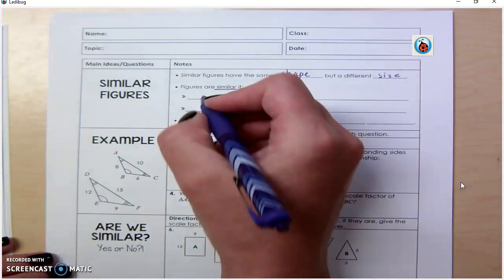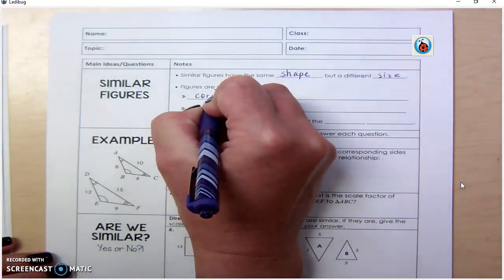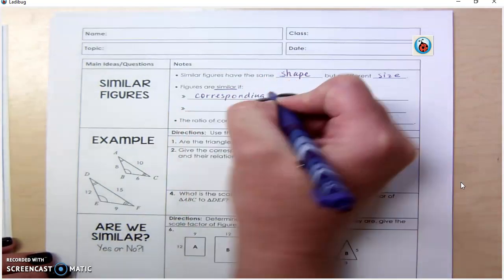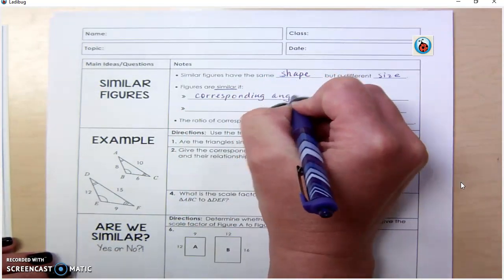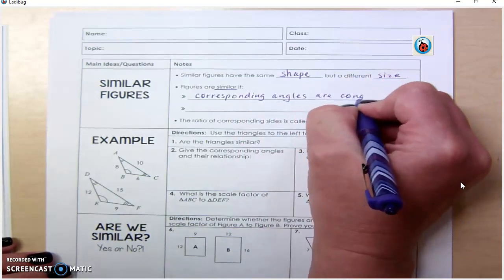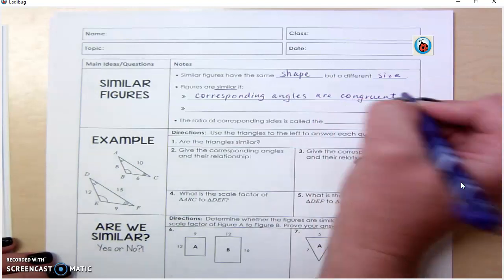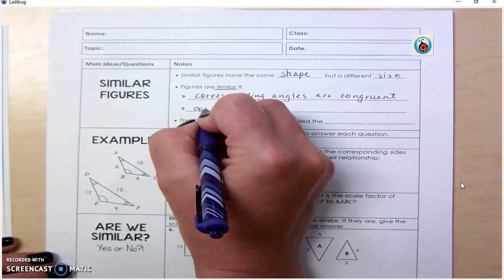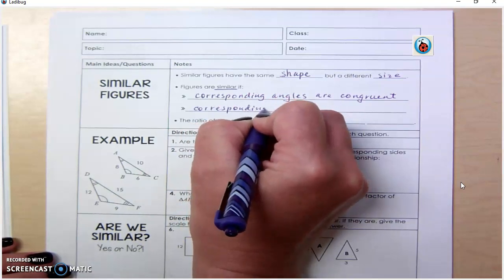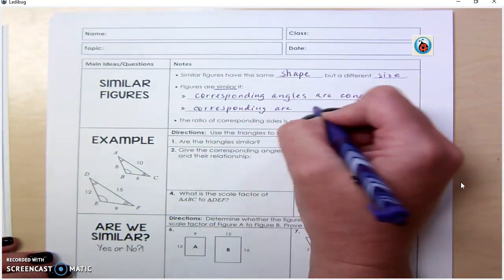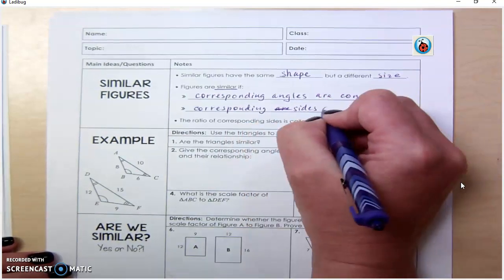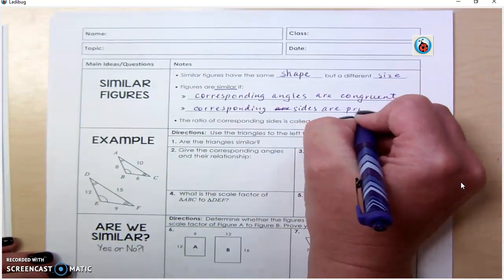qualification. We have to make sure that corresponding angles are congruent, and corresponding sides are proportional.